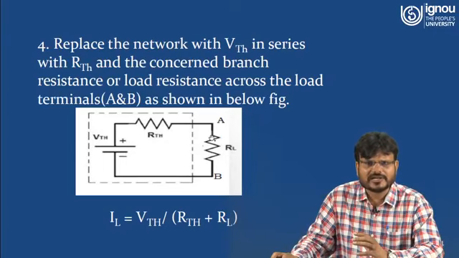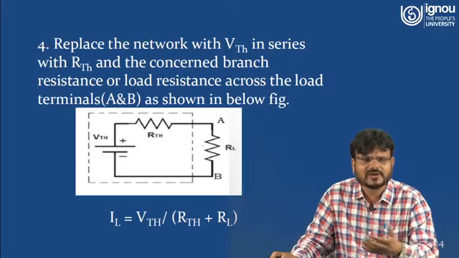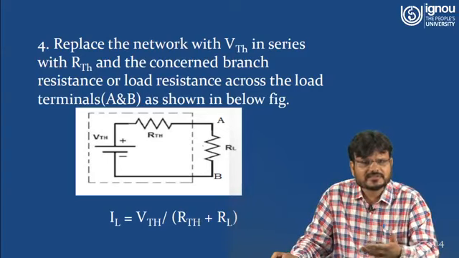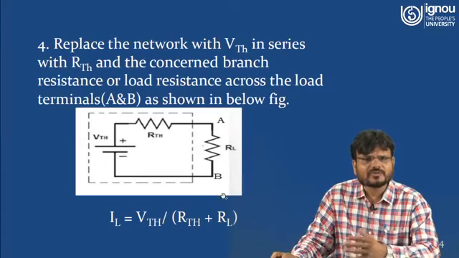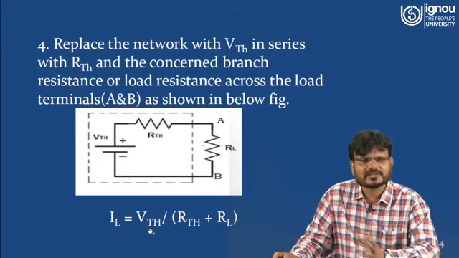If you have to find the current flowing through this load resistance IL, so IL is equal to what? IL is equal to the total voltage VTH, and these two resistances are connected in series. So IL is equal to VTH upon RTH plus RL, where RL is the load resistance for which you are interested to calculate the current or the voltage, and RTH is the Thevenin resistance, or you can say the equivalent resistance looking from the two terminals A and B, while all independent energy sources are replaced by their internal resistance. And this Thevenin voltage is nothing but the open circuit voltage across the two terminals.